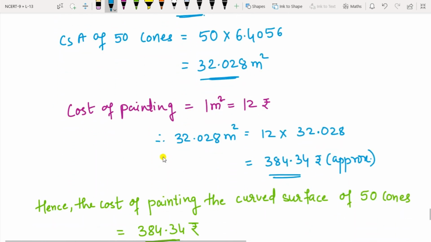Now you have to find the cost of painting. For 1 meter square it is 12 rupees. So for 32.028 meters square, this multiplied by this, you get approximately 384.34 rupees. So the cost of painting the curved surface of 50 cones is 384.34 rupees.